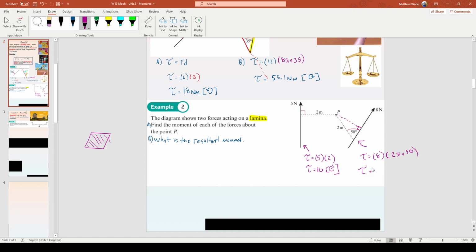So what do we got there? 8 times 2 sine 50. 8 times 2 sine 50 equals 12.3. So 12.3, oh, I forgot the units in the last one, Newton meters, and the direction that this one's going to go in, to me, I think it's going to go anti-clockwise. Do you?